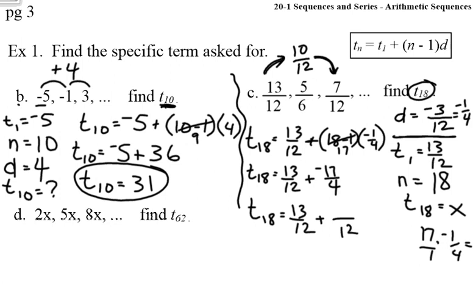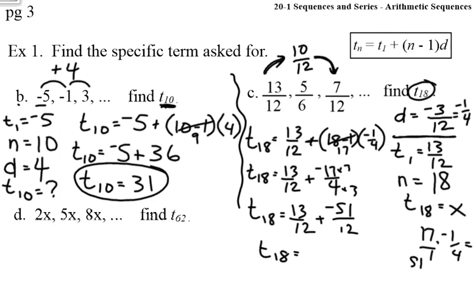Common denominator of 12. 4 times 3 gets me 12. 17 times 3 is a negative 51. So our 18th term here, negative 13 plus negative 51, which leaves us with negative... what do we get? 51.